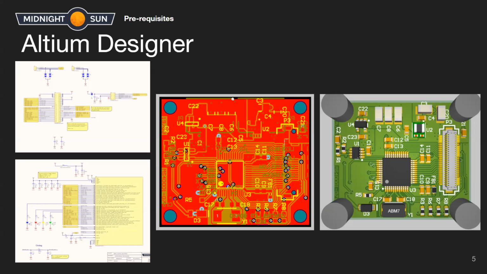So you can kind of see in the middle image, there's a square and a lot of traces that lead to it. That's a microcontroller. You see on the right, the black square and all the pins coming out, all the traces going to the pins. So you can see in a 3D view how your board will look.